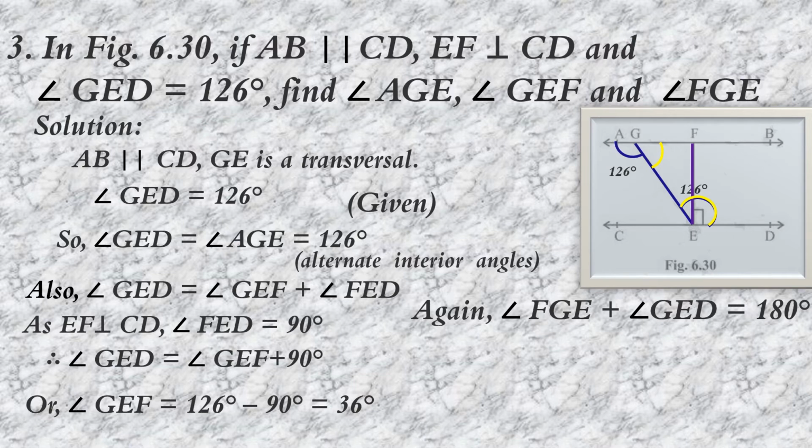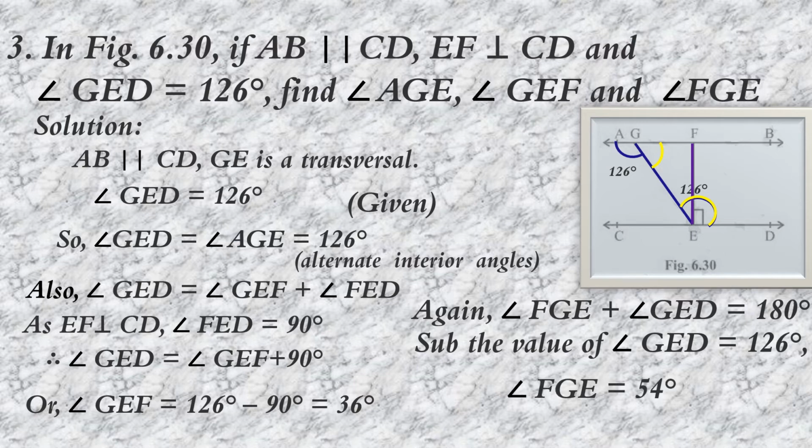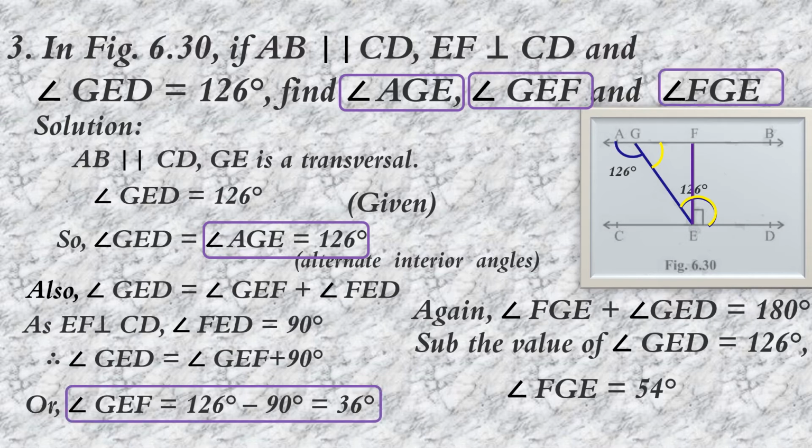Now we substitute the value 126 degrees here. We get angle FGE equal to 54 degrees. So we found angle AGE equal to 126 degrees, angle GEF equal to 36 degrees, and angle FGE equal to 54 degrees.